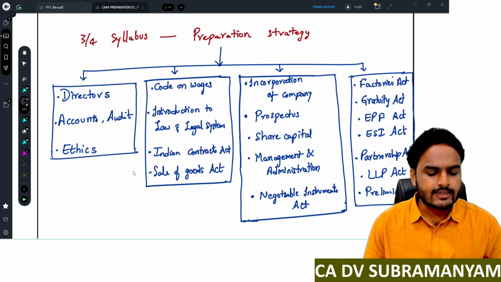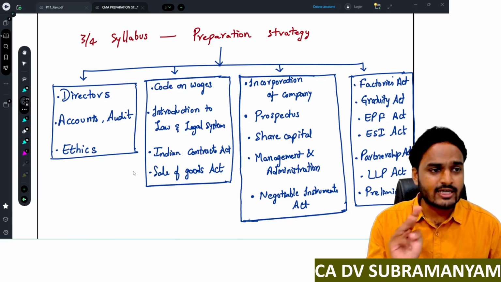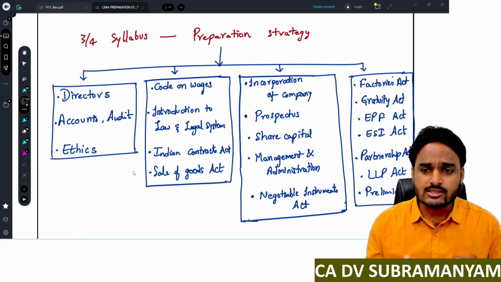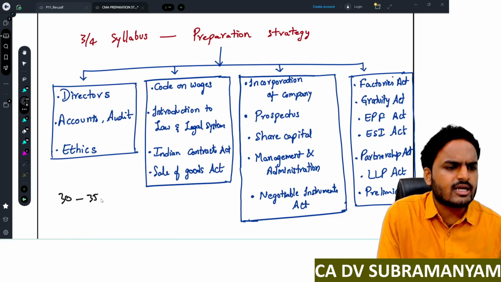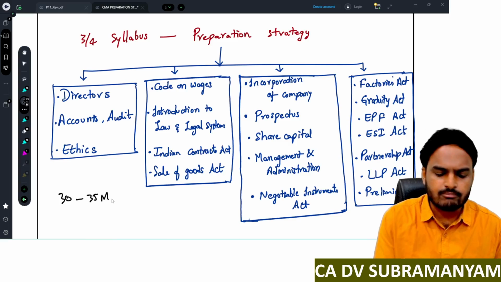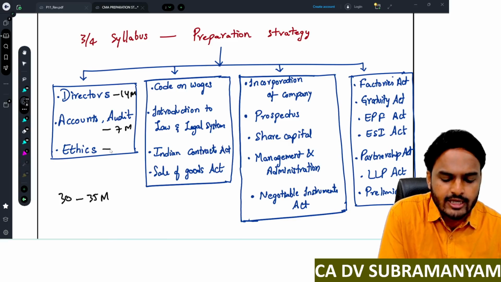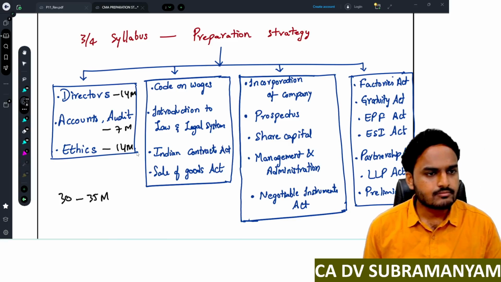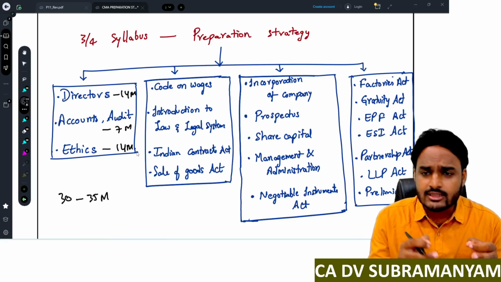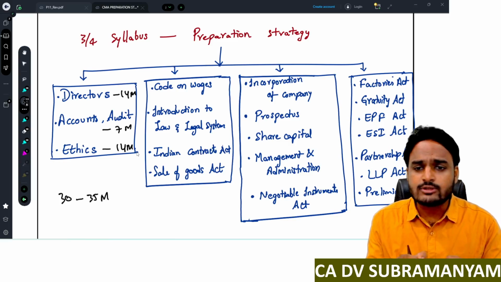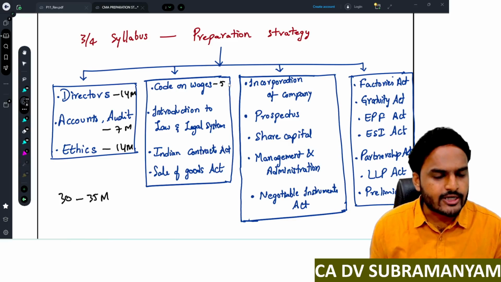So in the first category, I have mentioned a total of 3 chapters: directors, accounts and audit, ethics. From these 3 chapters, you can expect 30 to 35 marks. Minimum 30. See, from directors, 14 marks. Accounts and audit, 7 marks. Ethics, 14 marks. So total, if you observe, 35 marks. But I'm a little bit conservative. So 30 to 35 marks from the first part.